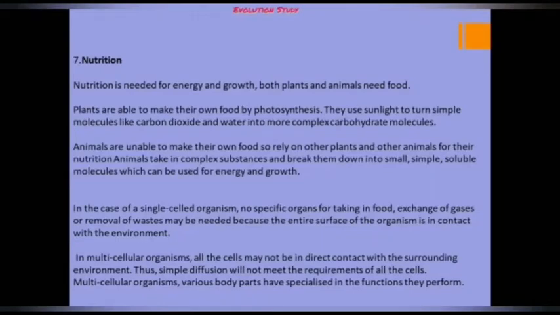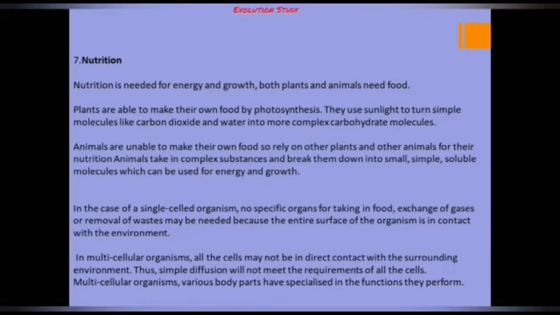Nutrition. Nutrition is needed for energy and growth. Both plants and animals need food. Plants are able to make their own food by photosynthesis. They use sunlight to turn simple molecules like carbon dioxide and water into more complex carbohydrate molecules. Animals are unable to make their own food, so they rely on other plants and other animals for their nutrition.